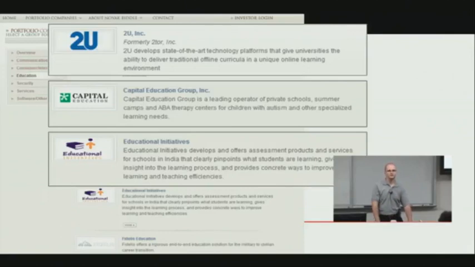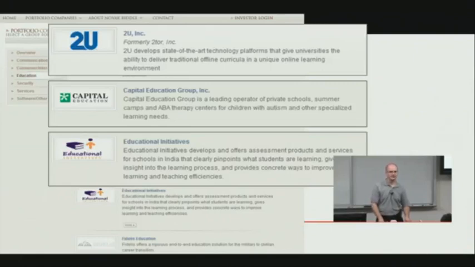Okay. One is focused on educational initiatives and assessment products in India. So India, big market. Again, they are very specific about the profile and the geography that they're targeting. What about the others? Sounds like special needs in private school. Okay. So with the second one, they are looking at private schools with an autism and special needs orientation. What about the first one? What are they doing? Universities have the ability to teach online. They are looking at universities and courses and curriculum in online delivery and management.